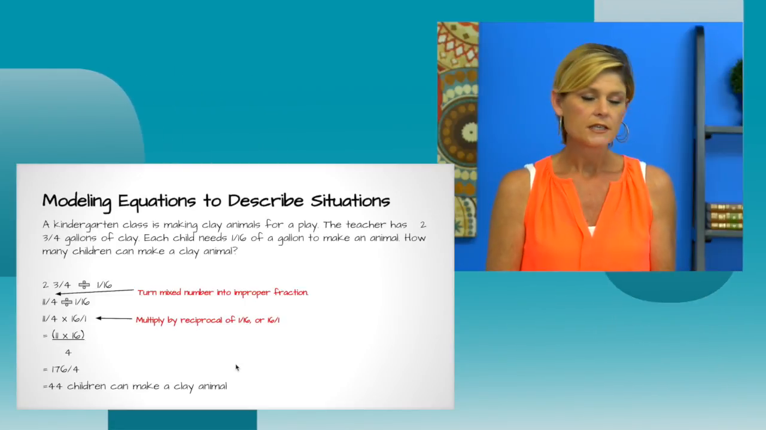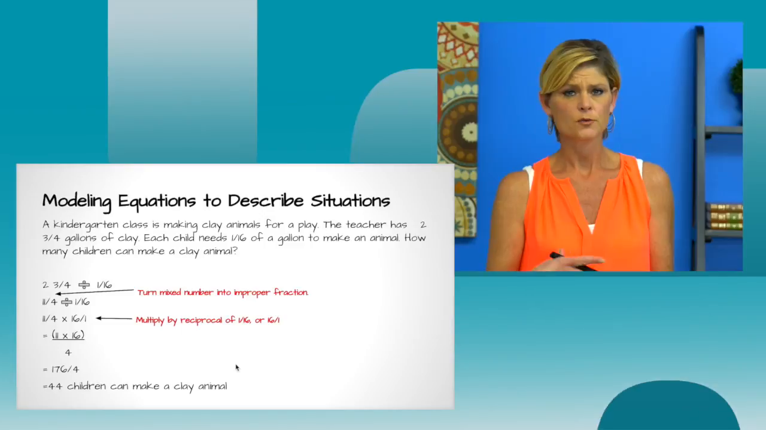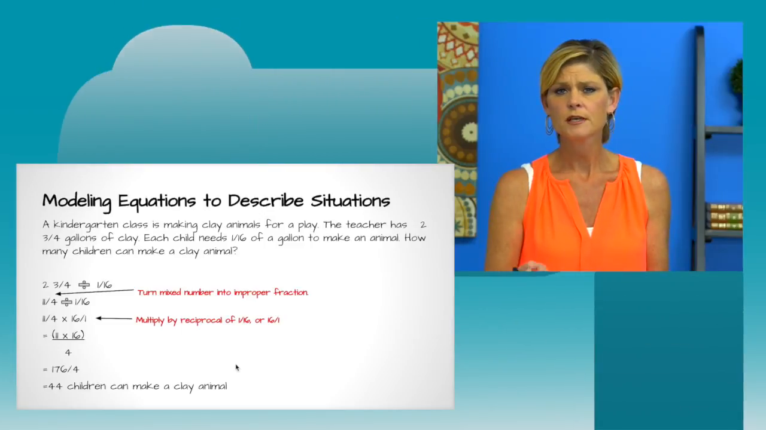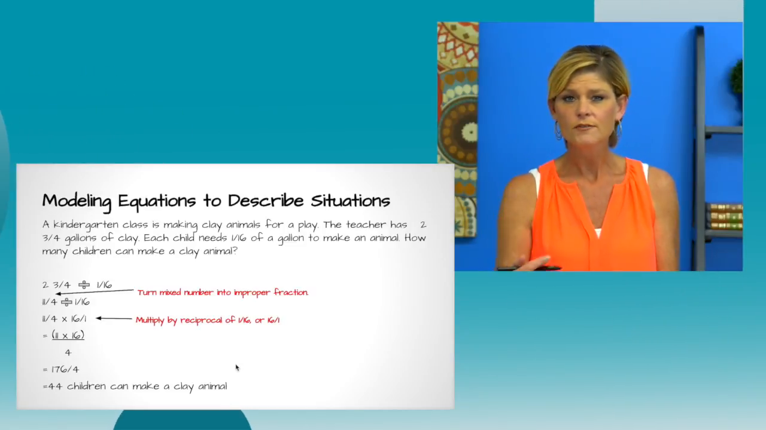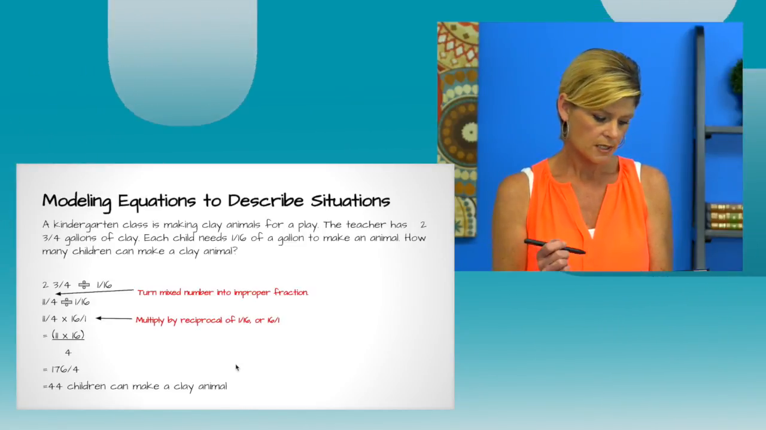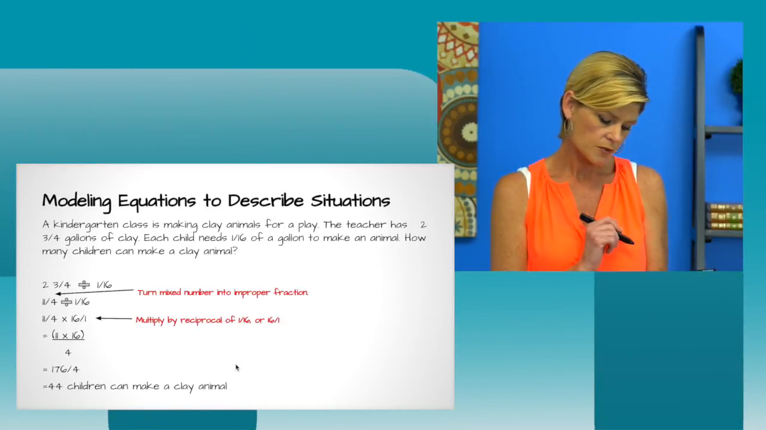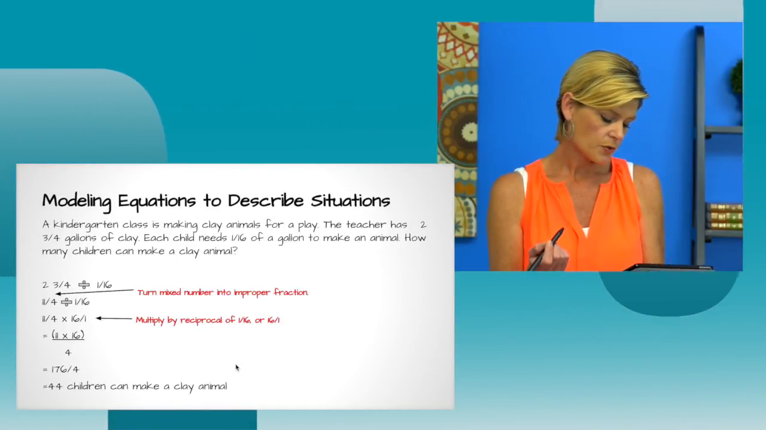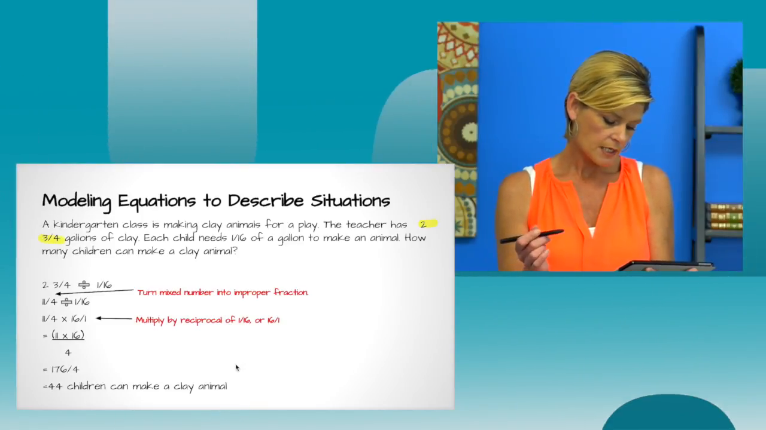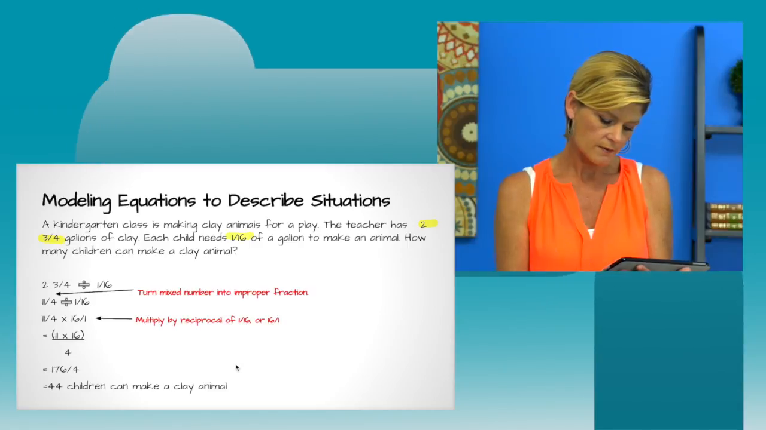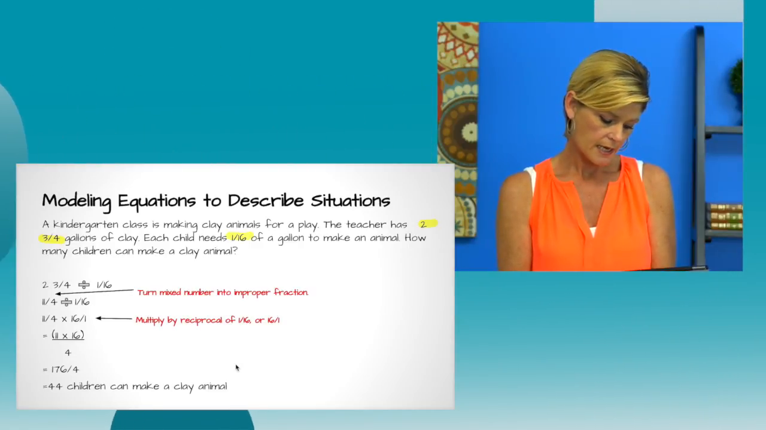Okay, so it is really important to be able to write an equation when you're doing a performance task, when you're doing a word problem. You have to be able to read the question and create or model an equation to solve the question that they're asking. So let's take a look at this question. It says, a kindergarten class is making clay animals for a play. The teacher has 2 3/4 gallons of clay. I'm going to highlight that so we don't forget that. Each child needs 1/16 of a gallon to make an animal. How many children can make a clay animal?